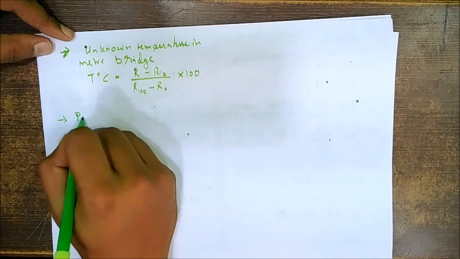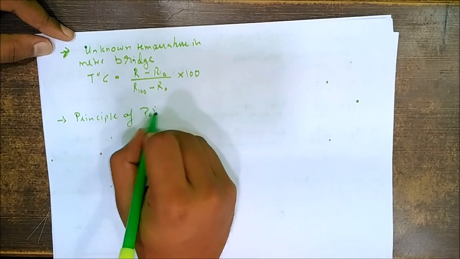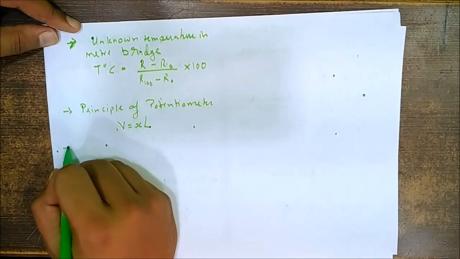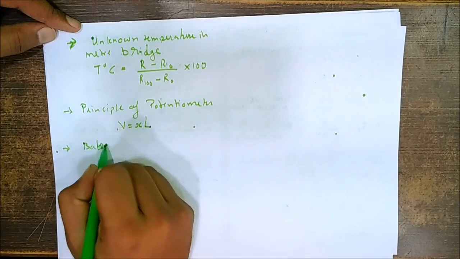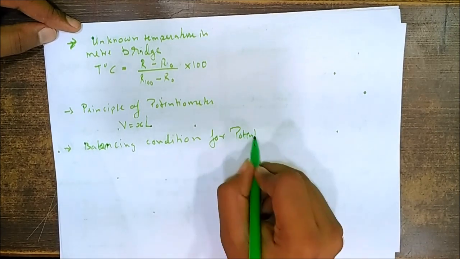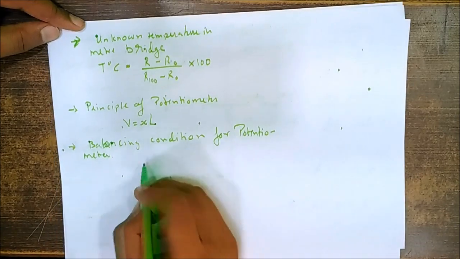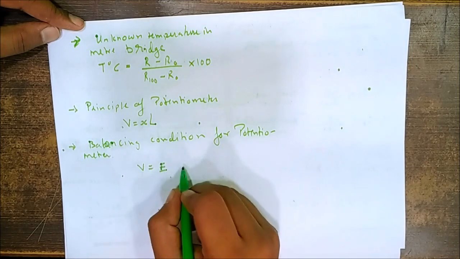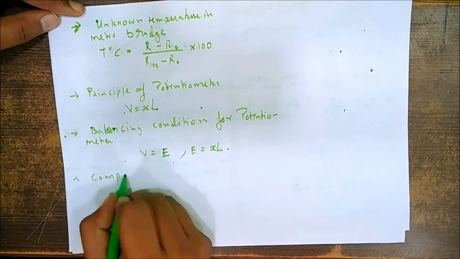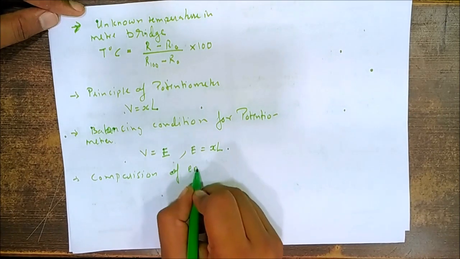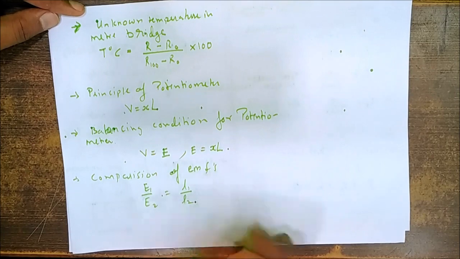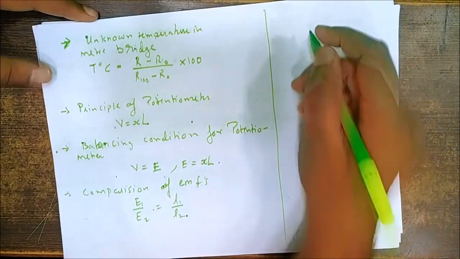Then we have the principle of potentiometer. V is equal to X into L. Then we have the balancing condition for potentiometer, V is equal to E and E is equal to XL. Comparison of EMFs: E1 upon E2 is equal to L1 upon L2. So these were the formulas. Now certain synopsis and shortcuts.